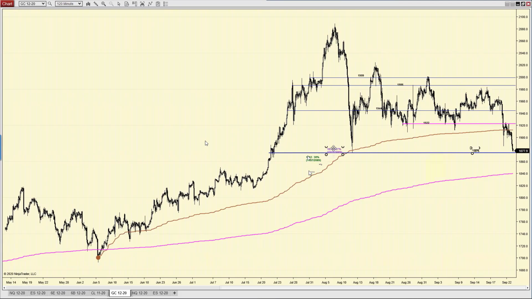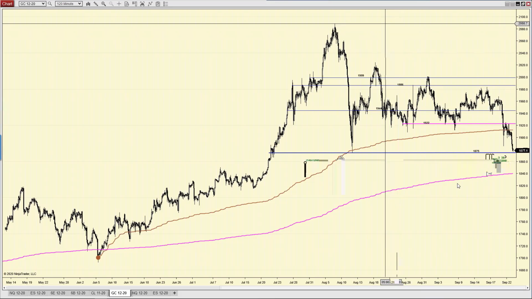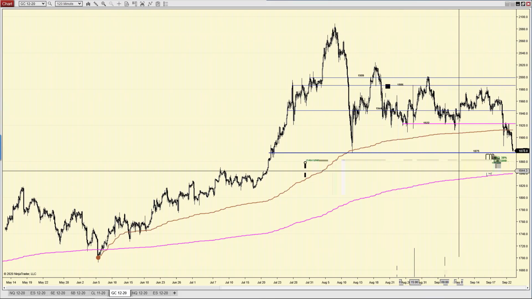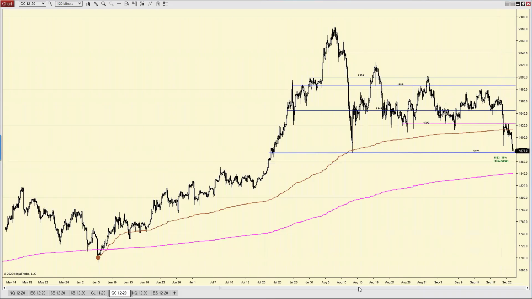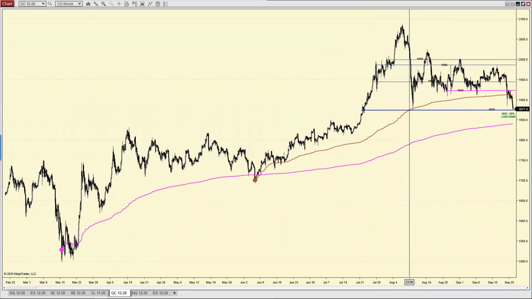Let's see if these are still valid. I haven't paid much attention to gold for a while. Let's see if that's the highs, 2089. Let's see if that's still. Yeah. So 1863, which it never got to, is at 38% of the move from 1497.